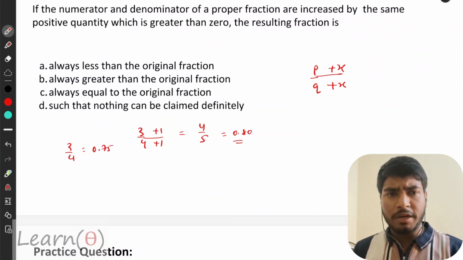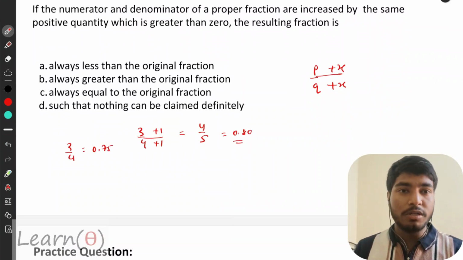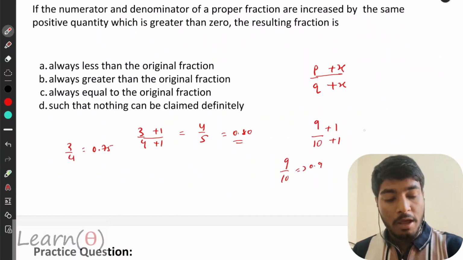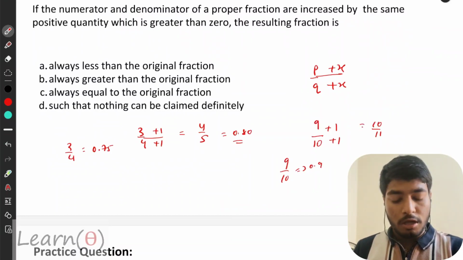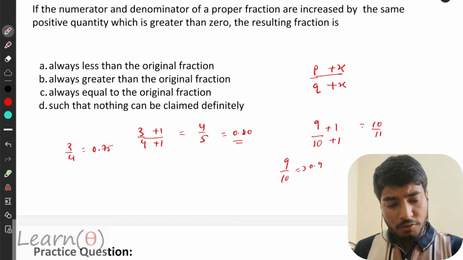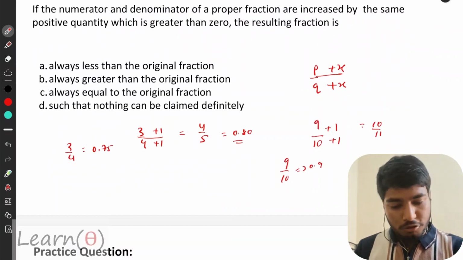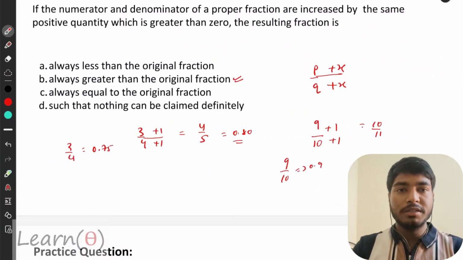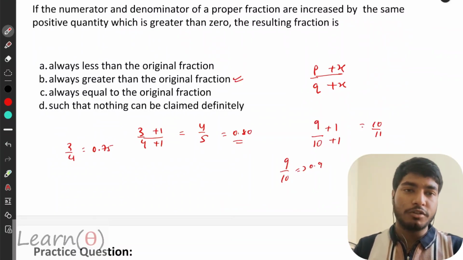Okay, but can I justify this by only a single number? Let me take a few more values. So let us say that my number is 9 by 10. If I add 1 to both of these, my earlier number is 9 by 10, and my new number is how much? 10 by 11. What about 10 by 11? So 10 by 11 has a value of 0.91 something. So basically it is greater than the original fraction.